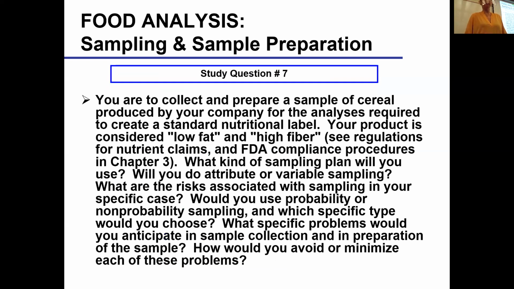Finally, this is study question 7 from your book. For extra credit, +5, not +2, +5. I want you to think about it, type up your answer or write it down. Bring it next Monday if you want. Just bring it here for an extra 5 points.